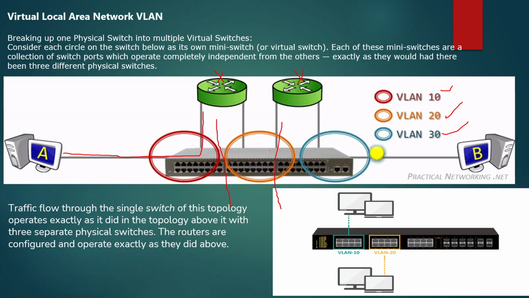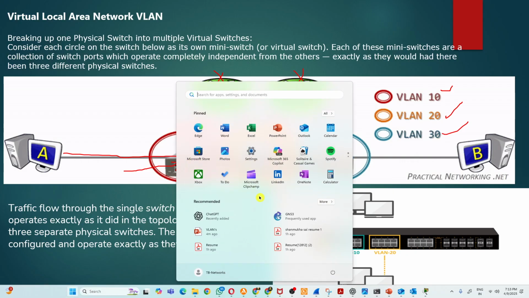It is not moving to another VLAN. So this is one broadcast domain. Suppose this is VLAN 10. If any data hits this interface, it will be broadcast to all the ports which belong to VLAN 10. Okay. Now let's create VLANs.